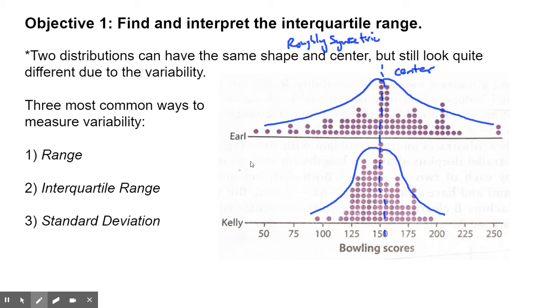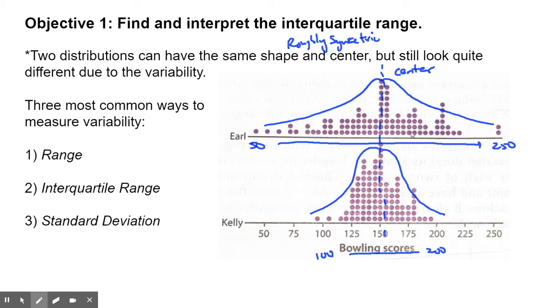Earl's bowling scores go from around 50 all the way to about 250. So Earl can really throw a bunch of gutter balls, but a couple of times, man, he almost got a perfect game. Whereas Kelly goes from about 100 to 200. So her spread is a lot less than his spread. His spread is 200 pins, her spread is only 100 pins. So she's a lot more consistent around the middle, whereas Earl can have a really bad game and a really good game. So what I'm demonstrating is the range.